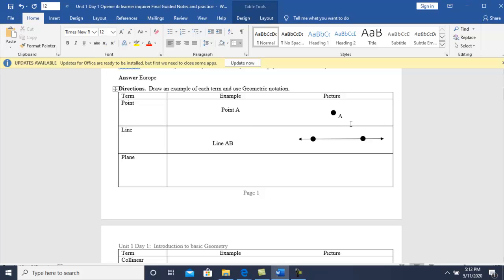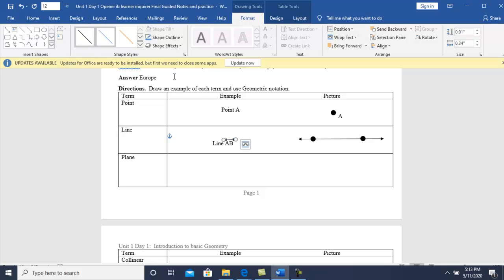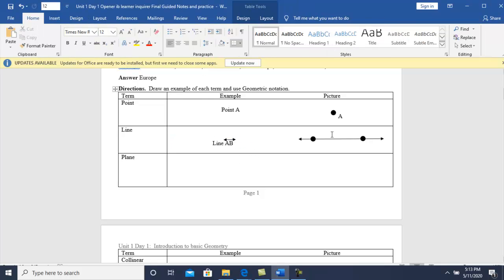A line has infinitely many points, but when you do the notation in your notes or in your homework, you would just put a small arrow on top of the letters. So we would be referencing. So now what we'd have to do is label this. So again, you would have A and then B. Okay, so that would be the line AB.